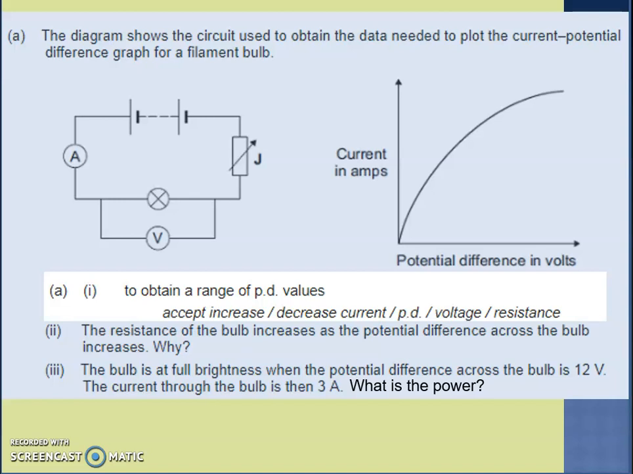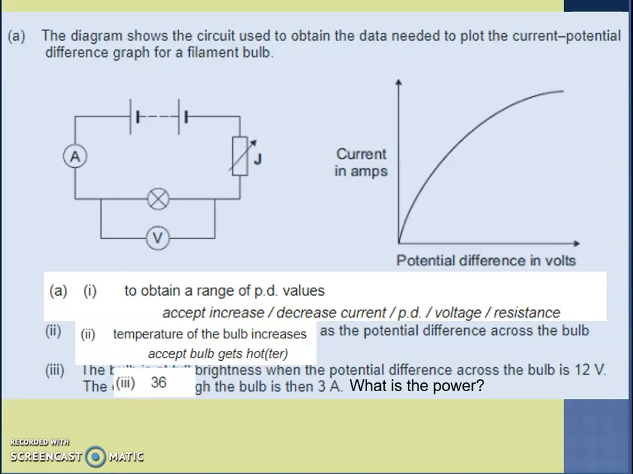Question 2. The resistance of the bulb increases as the potential difference across the bulb increases. Why is that? Well, what happens to a bulb when it gets current going through it? It is just a wire, so the wire will get hotter. Question 3. The bulb's at full brightness when the potential difference across the bulb is 12 volts. The current through the bulb is 3 amps. What's the power? Well, we know that power equals current times voltage. So that would be 36. But to get the full answer, make sure you include the value of watts.